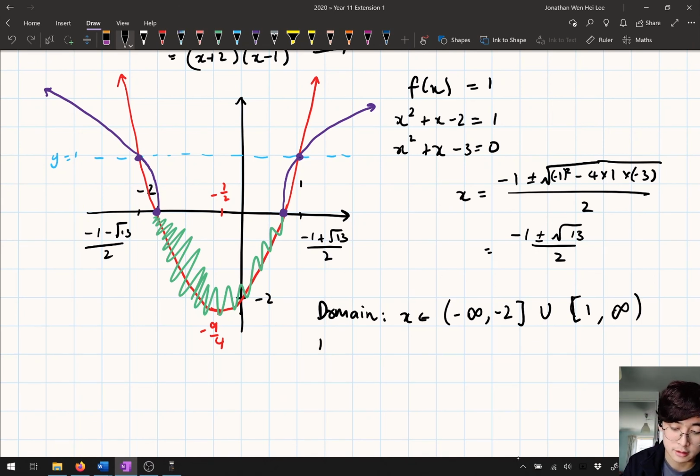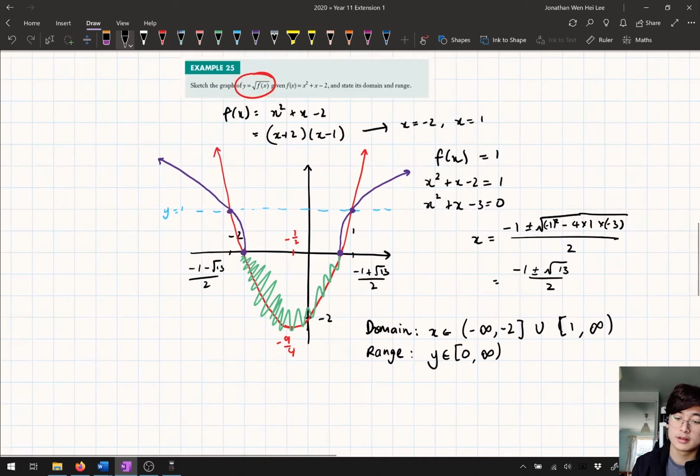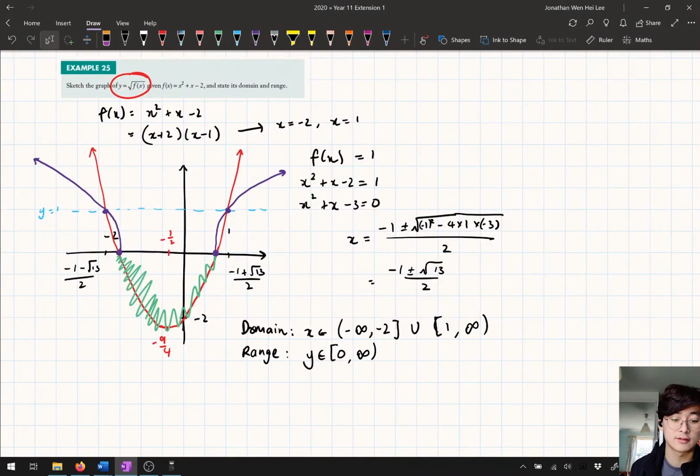So that's the domain. Now the range, where does my square root graph exist? Well, it's only above the x-axis. So here the range is going to be just 0 to infinity. So that is my domain and range for this function here, this square root graph.